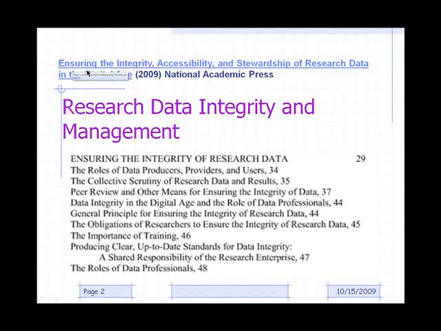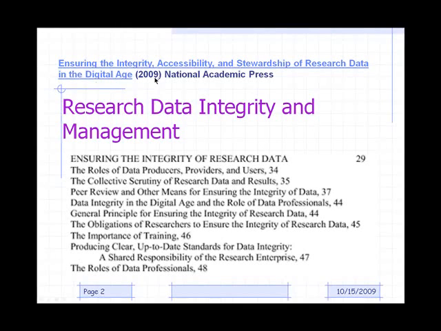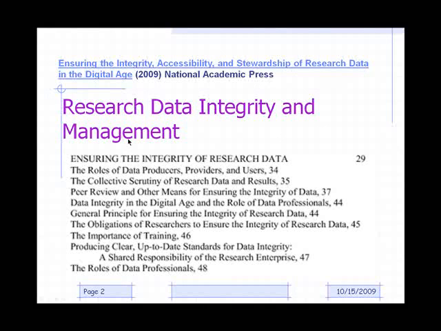But anyway, this is still very much the same, ensuring the integrity, accessibility, and stewardship of research data in the digital age. So data is data, but the format of data for GLP and GCP is going to be different than what you might be accustomed to recording for your general research activities under an NSF, NIH grant, or something like that.